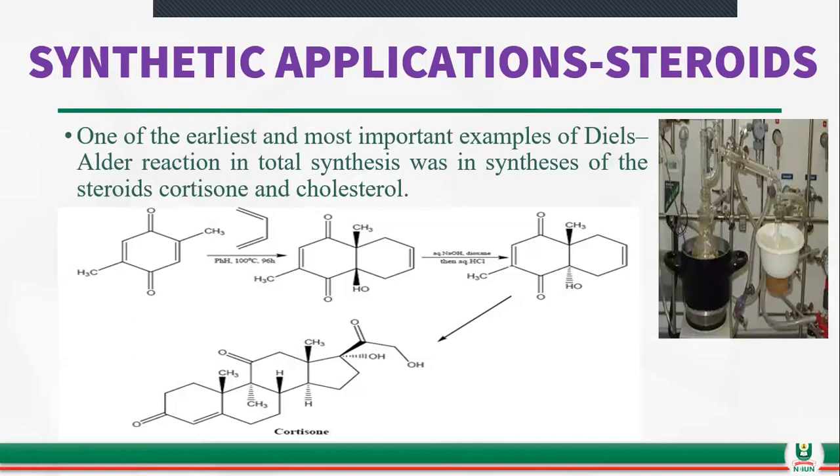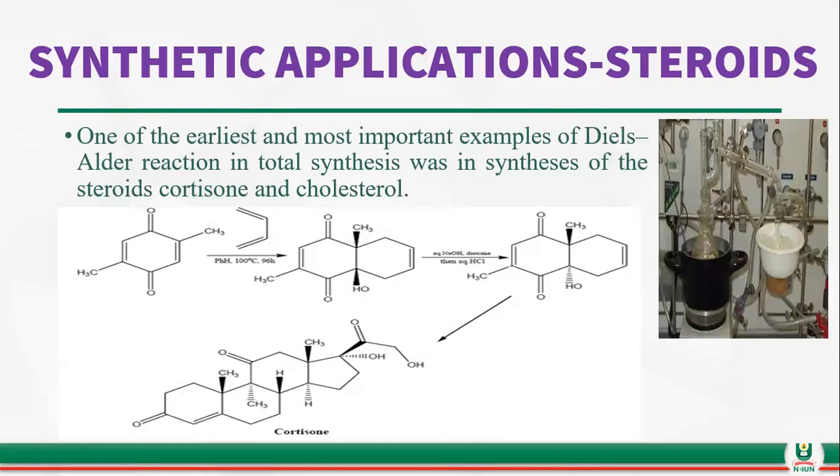So one of the earliest and most important examples of this Diels-Alder reaction is the total synthesis, which actually is useful in the synthesis of steroid cortisone and cholesterol. Cholesterol also has that steroid ring. But one thing you must have at the back of your mind is that when we are talking about total synthesis, you are trying to get a natural product synthesized, starting with laboratory reagents.